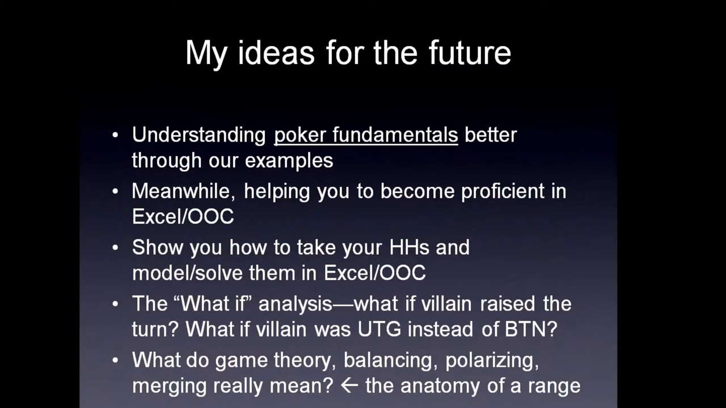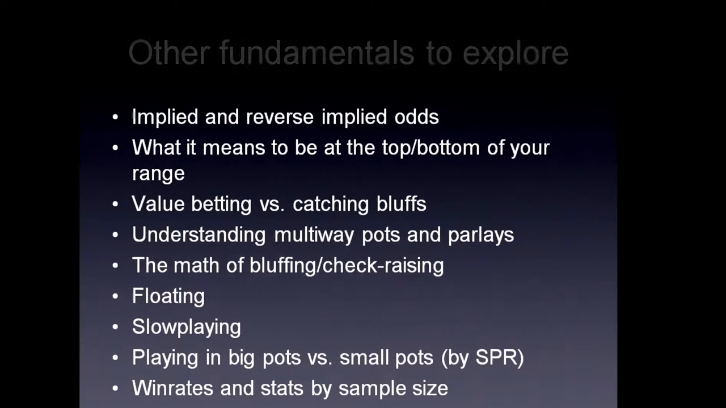Another thing that I'm pretty sure I'm going to do in this series is all these buzzwords: game theory, balancing, merging ranges, polarizing. What's a polarized range? What does that really mean? It's hard to read some definitions or some posts and figure out what it really means. The best way to understand it is looking at the numbers, seeing how a hand really works, and seeing what this GTO strategy really means. Putting all this together, it's the anatomy of a range. What does the breakdown of a range look like?